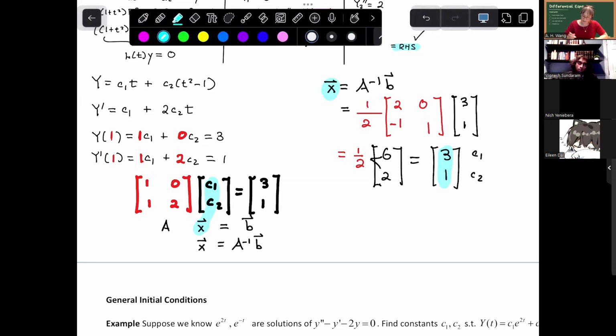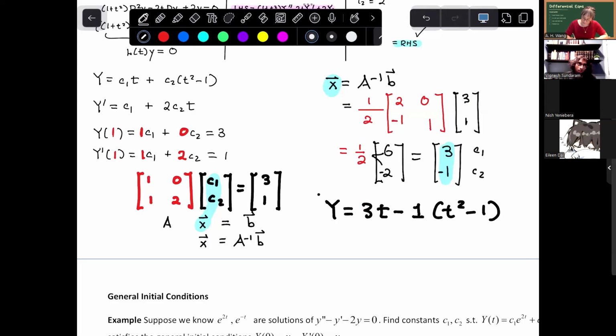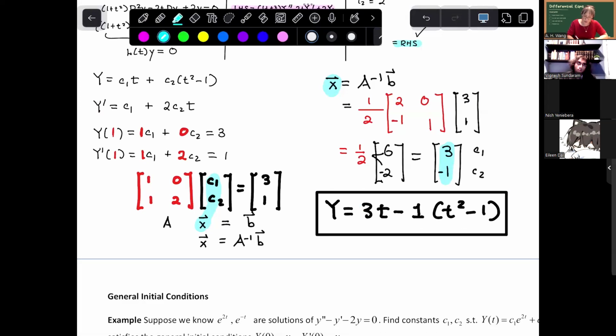Professor, then, I think it was -2. Oh, was it? I mean, yeah. Yeah, you're right. That was a -2. Thank you. And then what you can do is you take the C1, C2 and you plug in here and here. And then what you get is Y equal 3t minus 1t squared minus 1. And that's your solution.